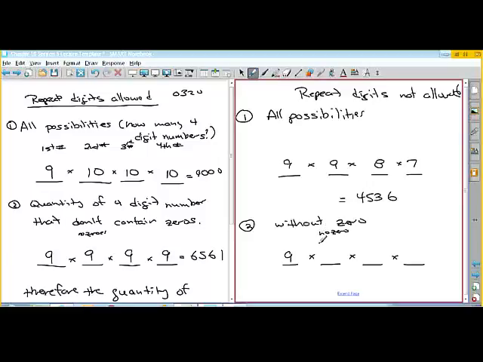So the second one, we can't use a 0, and we can't repeat what we did in the first one. So what does this 9 become? 8, because we started with 10. We can't use 0, so that's 9. And we can't use what we used in the first one. So this becomes 8. This becomes 7. This becomes 6. So Kelly's going to do that for me.